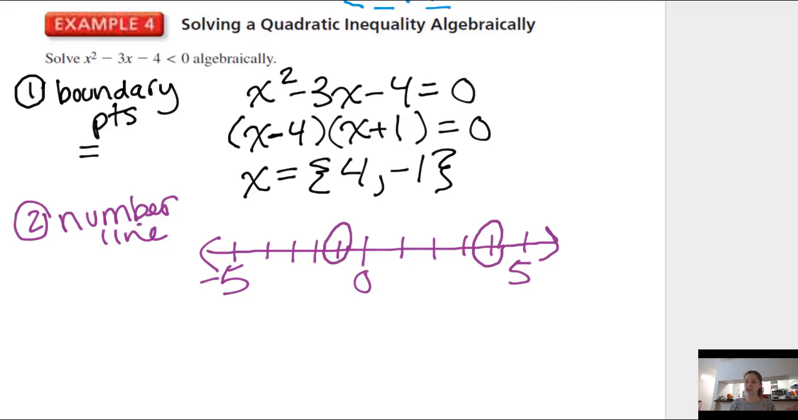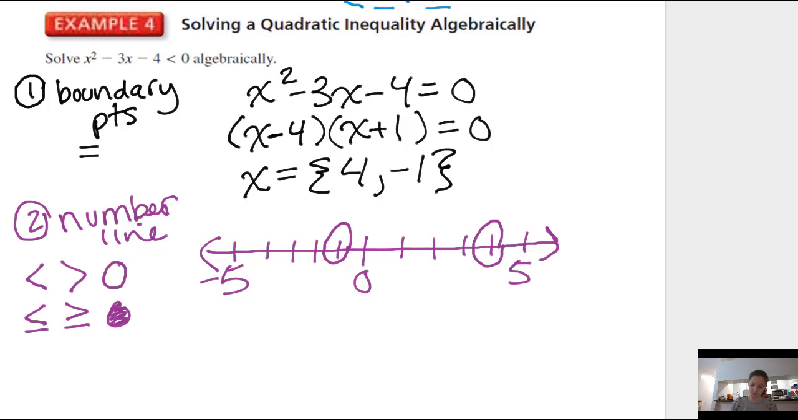Now I've got to figure out if I shade in those points or if I leave them empty. And the rule, if you've forgotten, is if you have less than or greater than, you leave the points empty. And if you have less than or equal to or greater than or equal to, you fill in the point because it can be equal to that point, right? These are the points 4 and negative 1 where the expression would equal 0, and this inequality says it is less than 0. So we do not fill those in, but we've drawn our number line.